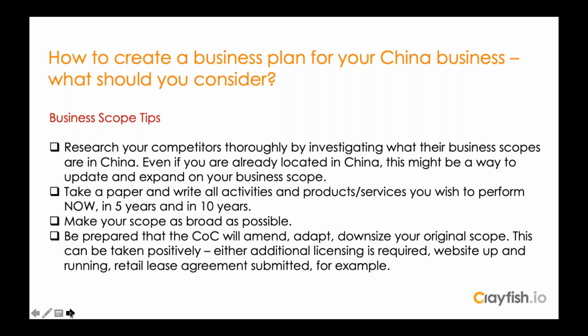You've also got to understand that in certain industries, you need to have additional licensing. So for example, if you want to go into e-commerce and you add e-commerce into your business scope, you have to be prepared to apply for an ICP license, either an ICP registration or an ICP license, immediately following the issuance of your business license. Next slide.